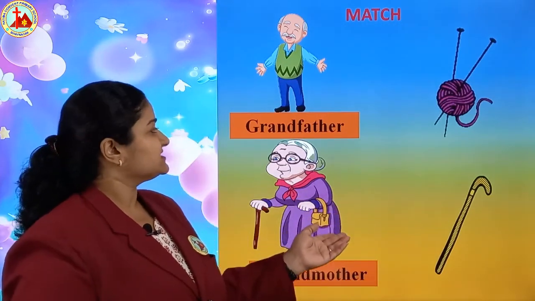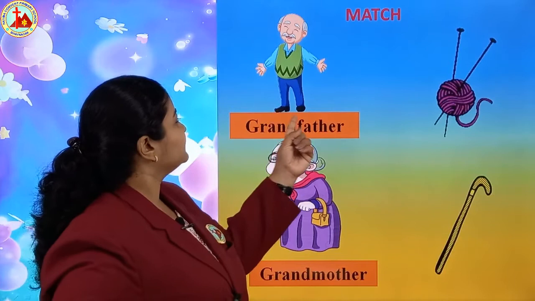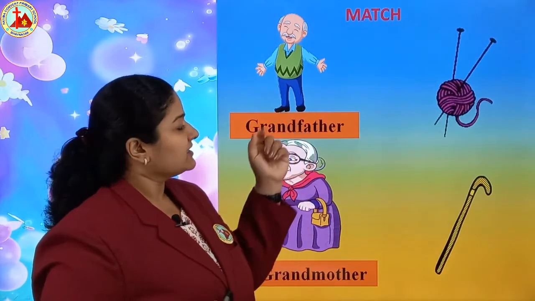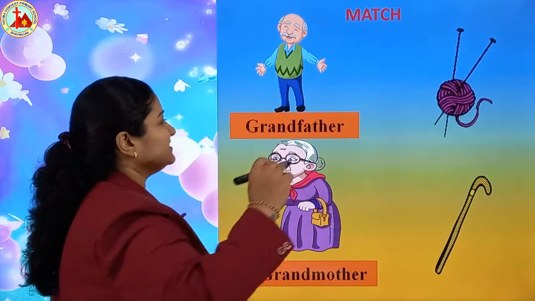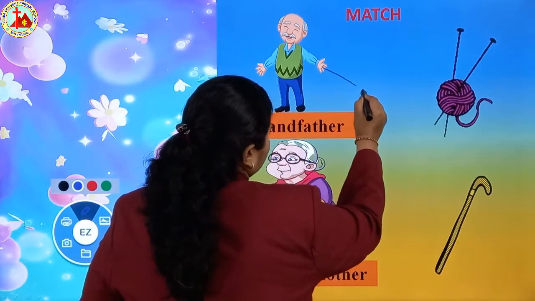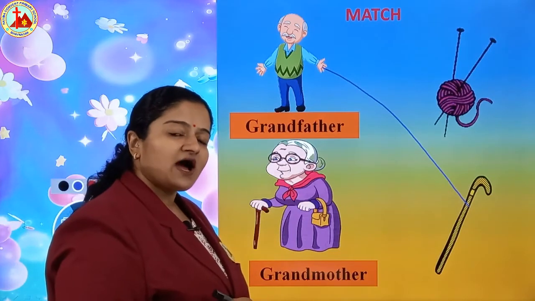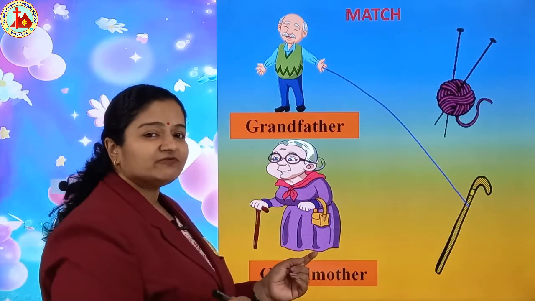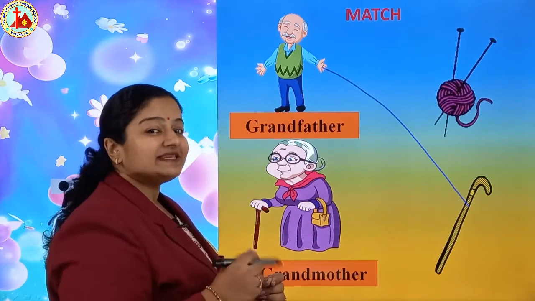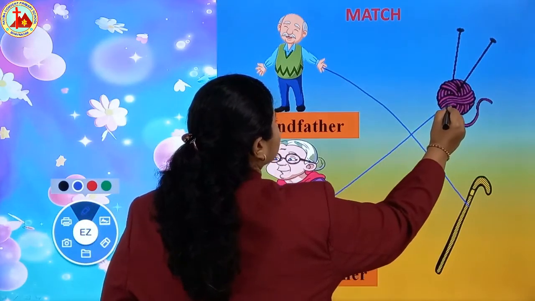Yes. Now in this exercise, children, I have some family members' photos. You have to match with the correct object. Yes. So first one is grandfather. This is your grandfather. Now grandfather will use a stick. Come on, tell me. Yes, grandfather will take a stick. So match with the stick. With the help of the stick, grandfather goes out for a walk. Yes. Now next one, grandmother. What is your grandmother doing at home all the time? Knitting. Yes. So we'll match grandmother with knitting, with this wool ball.